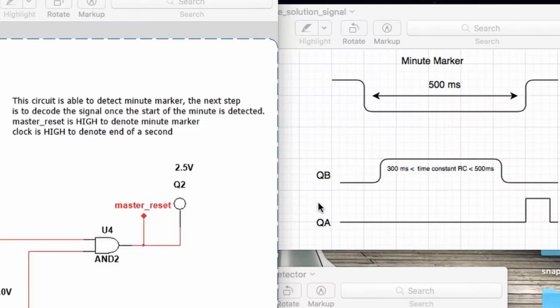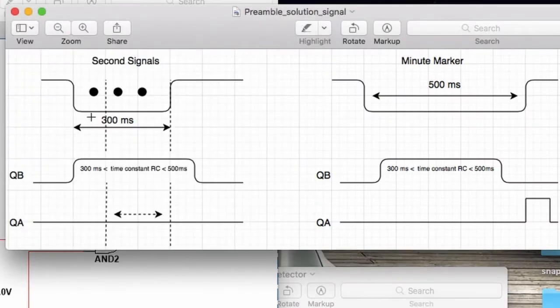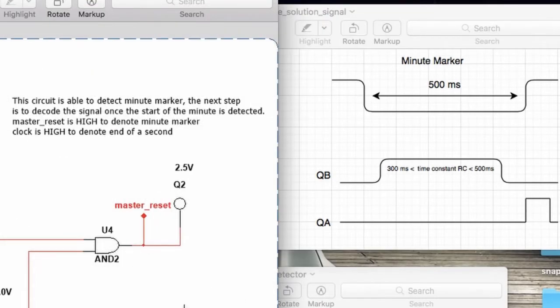The logic behind the design is described in this diagram. So QB falling edge would give a high for 400 milliseconds at the initial falling edges. And QA, in the case of second signals, it will give a high here, and so the output logic would be 1 and 1. And in the case of minute marker, it would go high at the end of the 500 milliseconds, and it will give a logic of 0 and 1. And that is the logic behind a preamble detector.